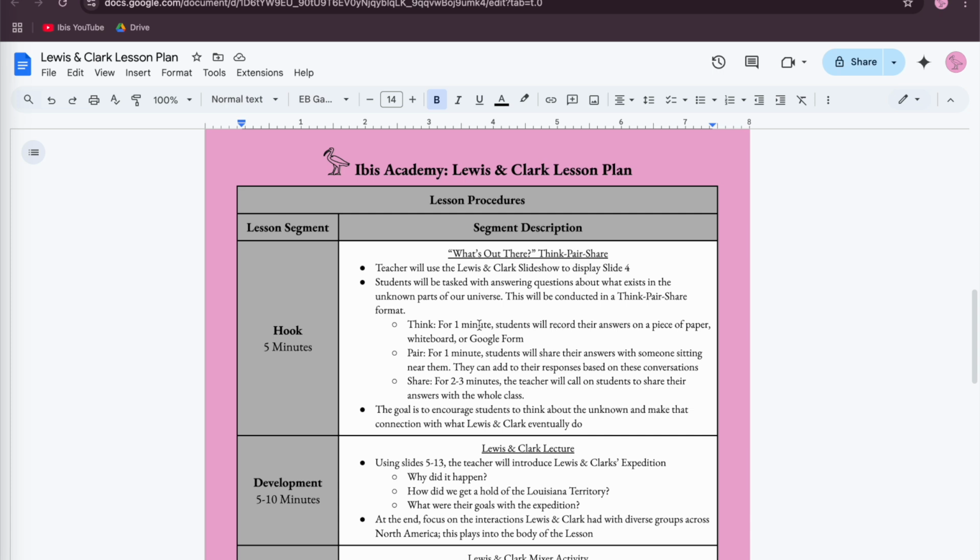Have the teacher call on students to share their answers. You can call on students who are usually shyer to make sure that their voices are being heard, or if you would prefer to just use the volunteer system, by all means go with that. But the goal with this think, pair, share is to get their minds going, thinking about exploration, while also encouraging them to know about the unknown and make that connection to Lewis and Clark.